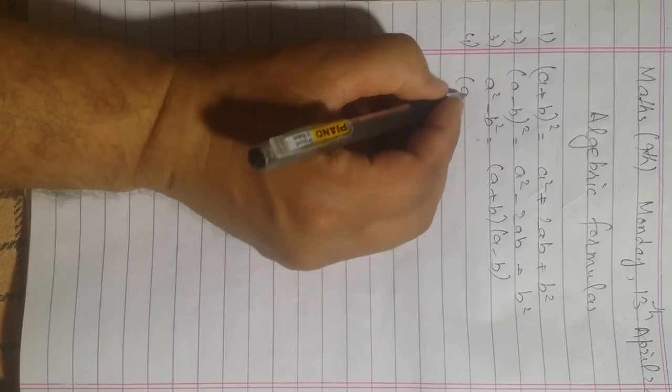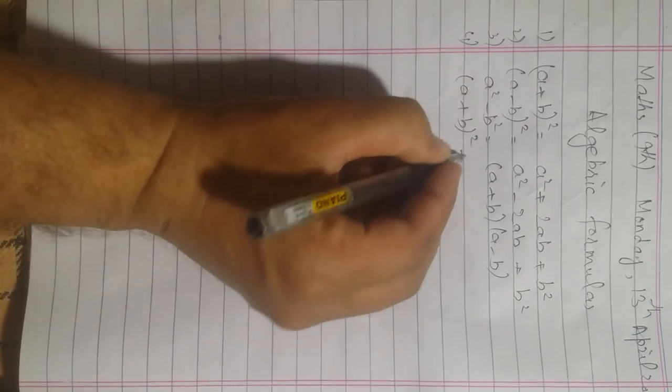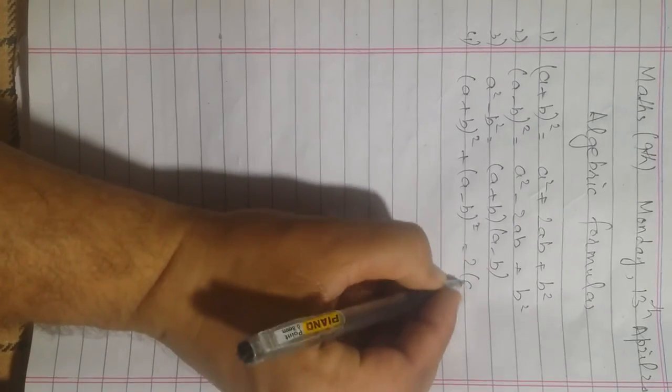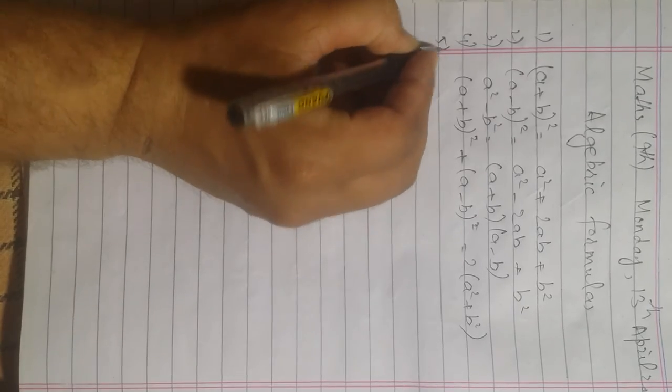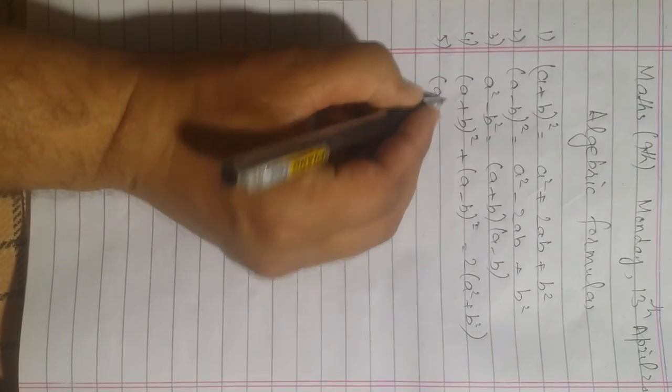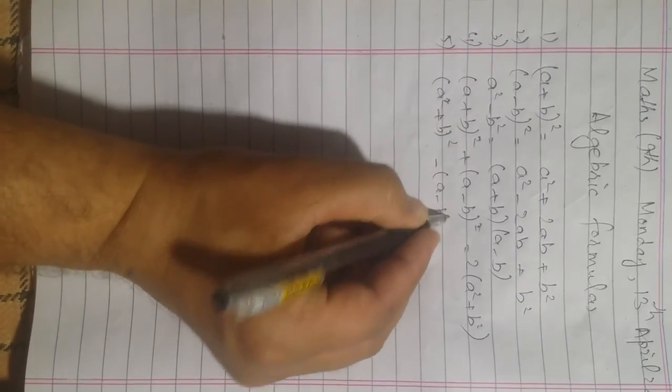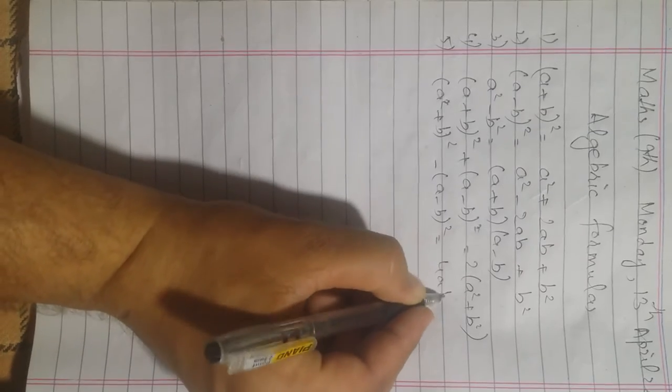Fourth formula: (a plus b) whole square plus (a minus b) whole square is equal to 2 into (a square plus b square). Fifth formula: (a plus b) whole square minus (a minus b) whole square is equal to 4ab.